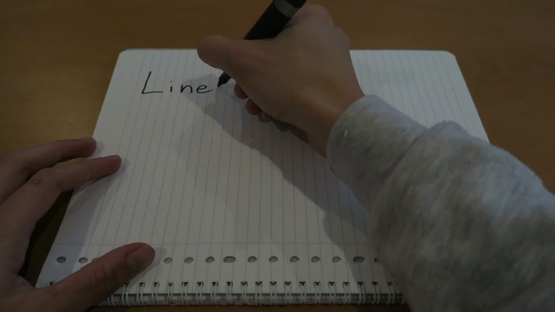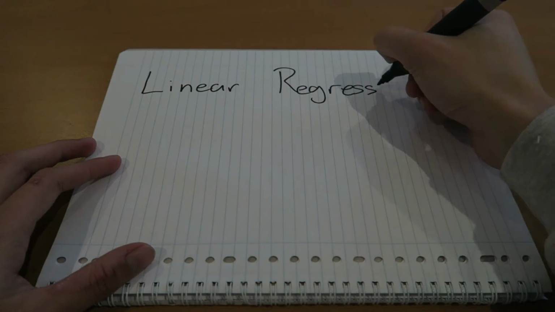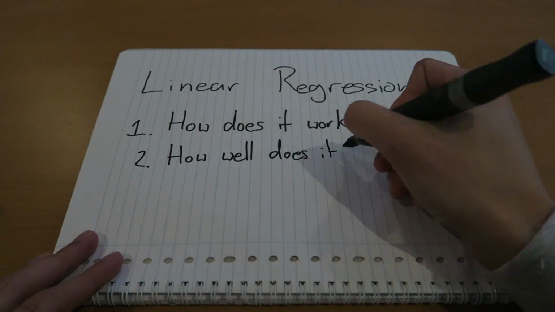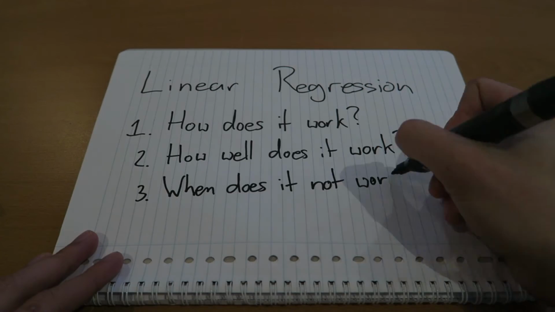Linear regression is a bit like the Lord of the Rings movies. It comes to you in 3 parts. Part 1, how does it work? Part 2, how well does it work? Part 3, when or when not to use it.